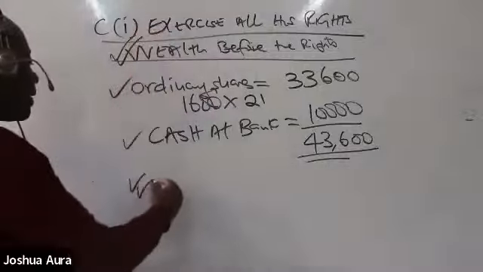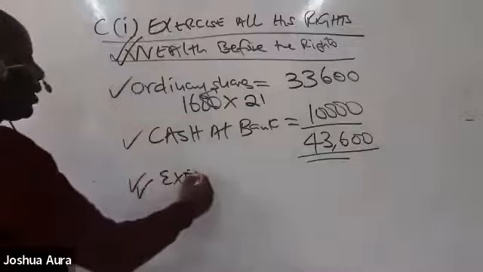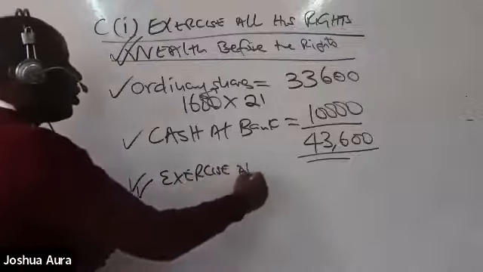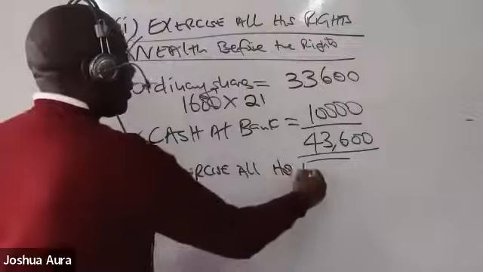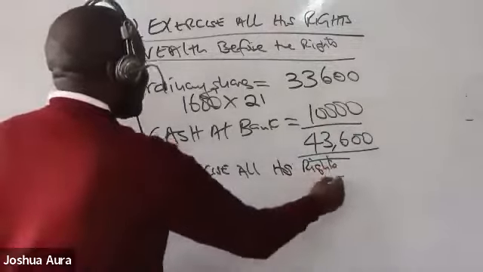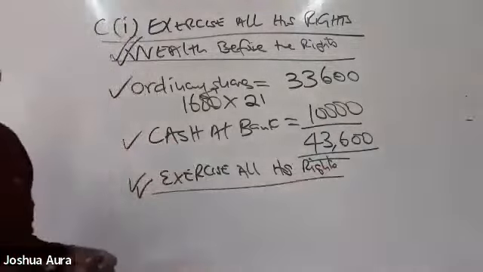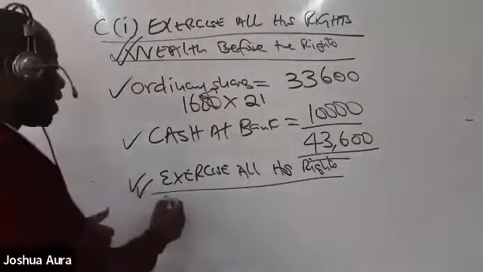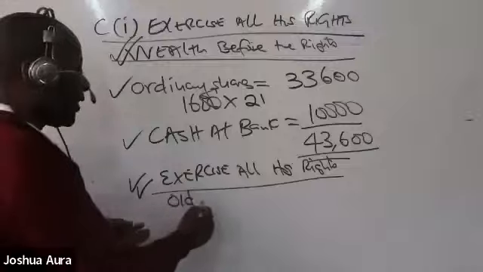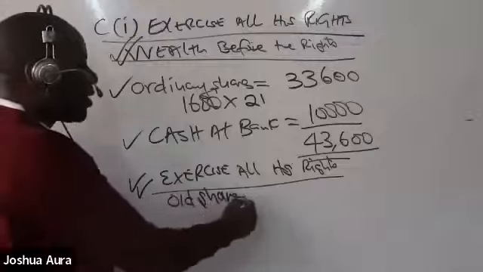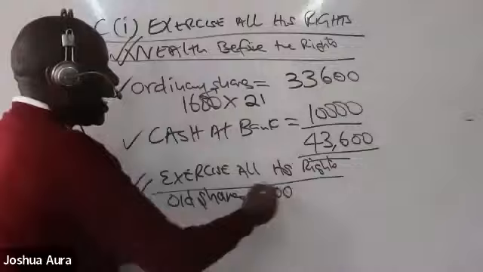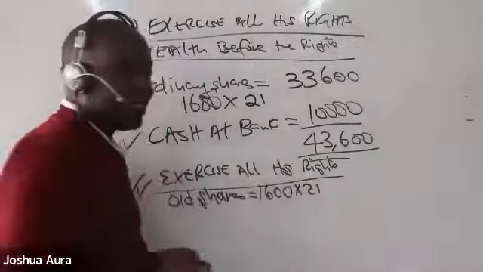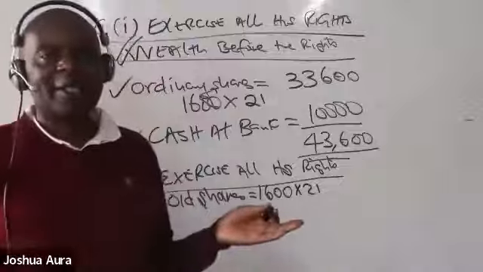What about then if he goes ahead and exercises all his rights? What is going to happen? If he exercises all his rights, he will still be having the old shares, remember, isn't it? How many old shares? 1,600, isn't it? Times what here, somebody? 21, isn't it? Times 21 still.